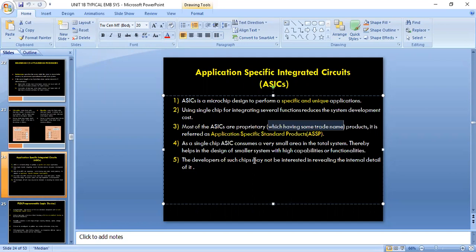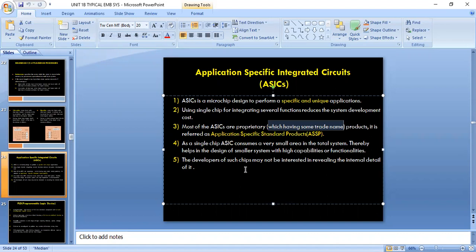As a single chip, ASIC consumes very small area in the total system, thereby helping design a smaller system with high capabilities and functionalities. Suppose it consumes less power, but if it is lazy like a donkey, will you purchase it? No. Even if it occupies less space and consumes less power, it has to run like a horse. Then only you purchase that.